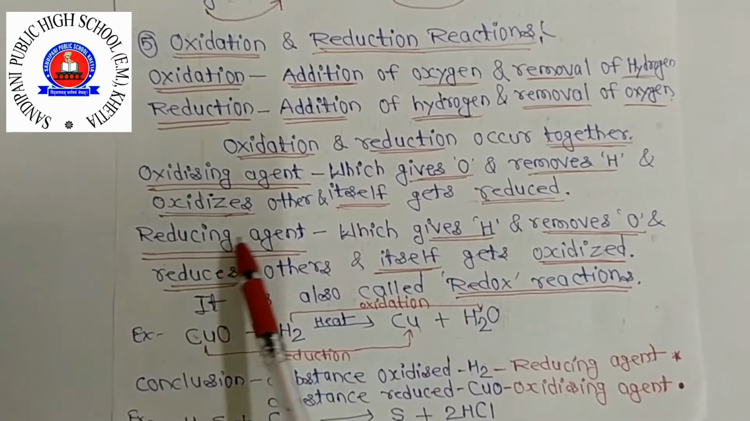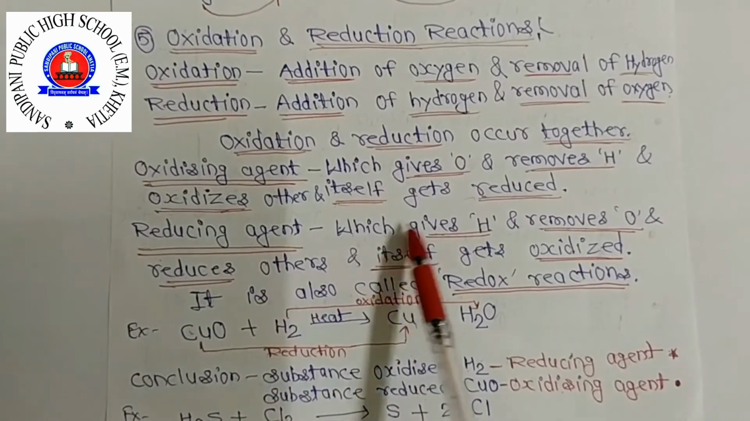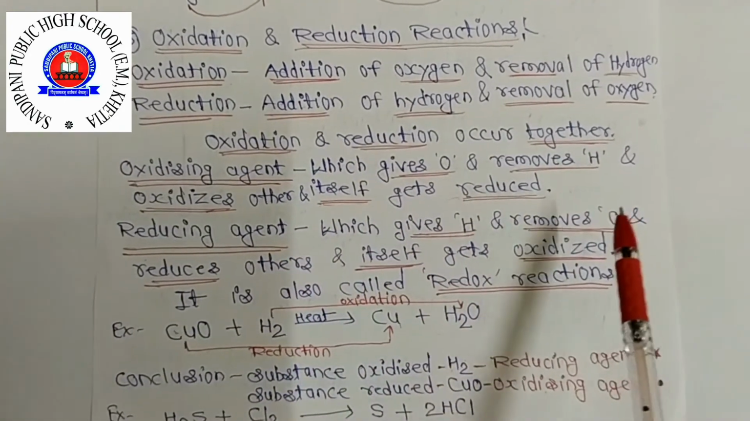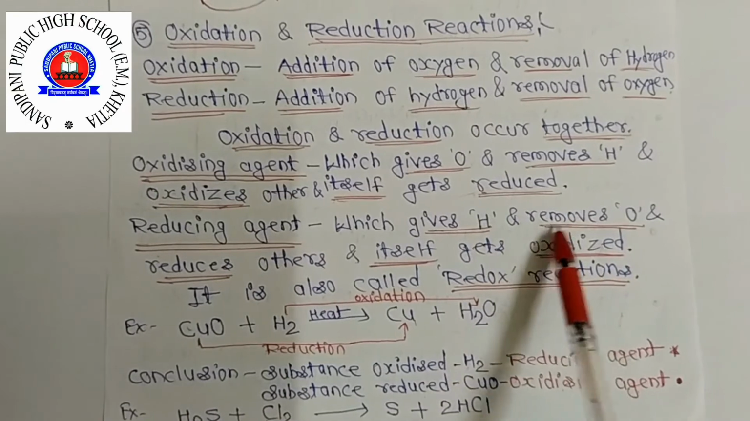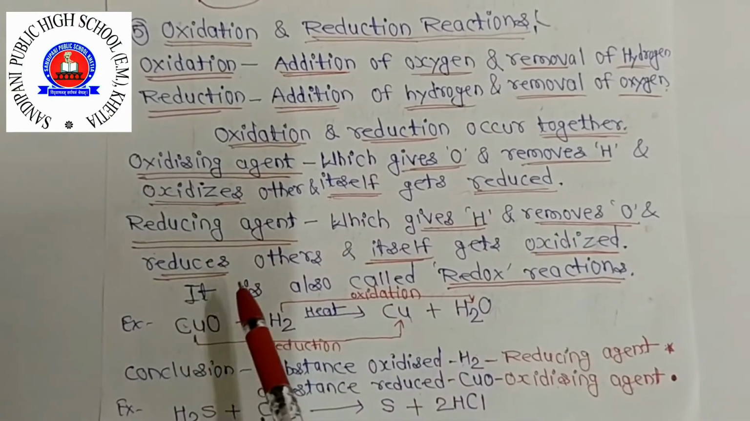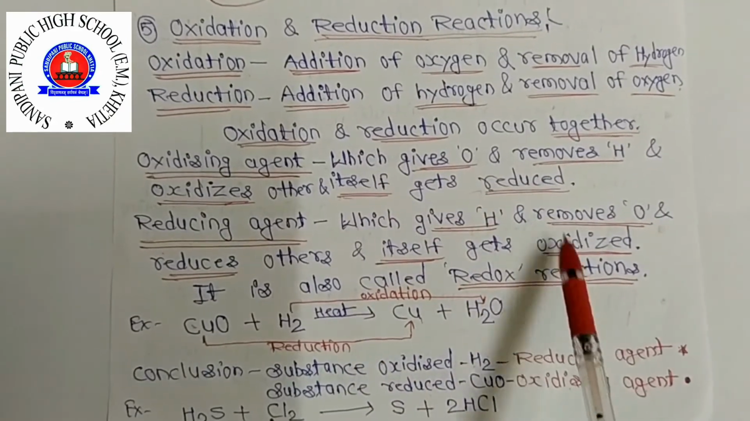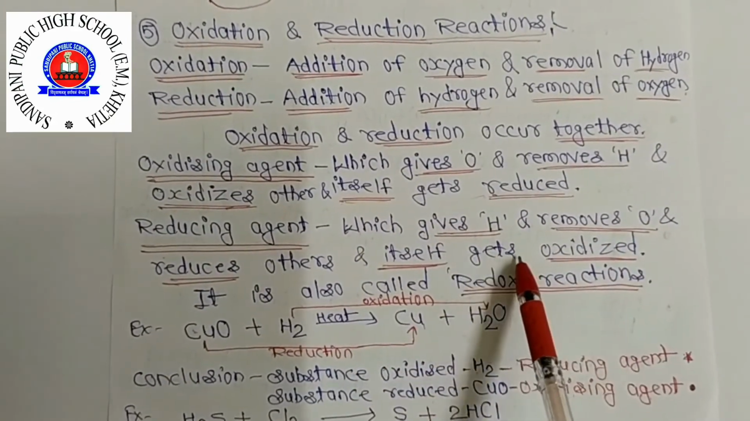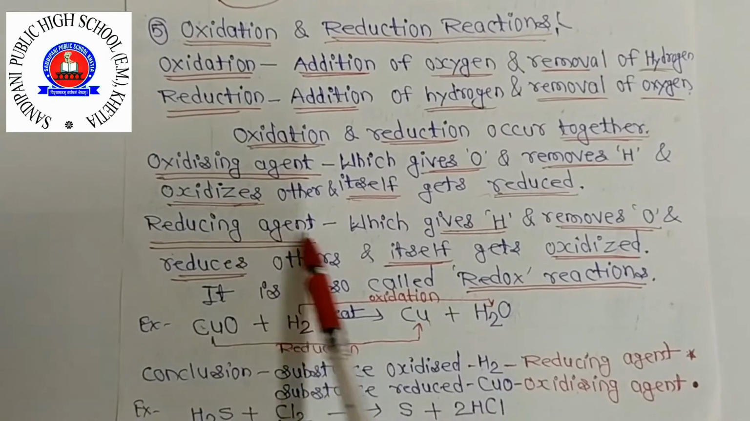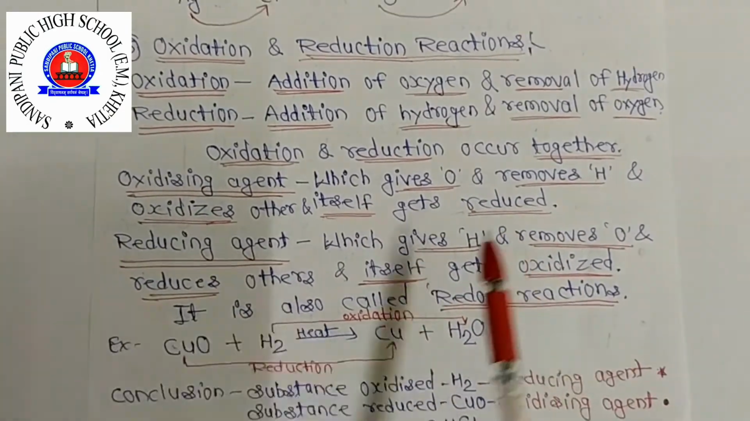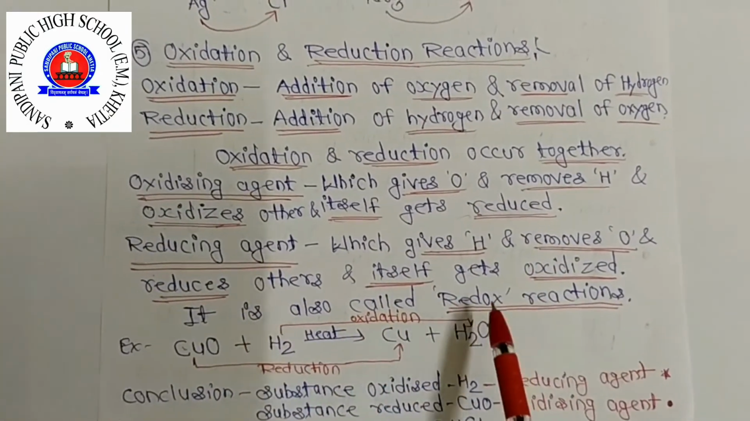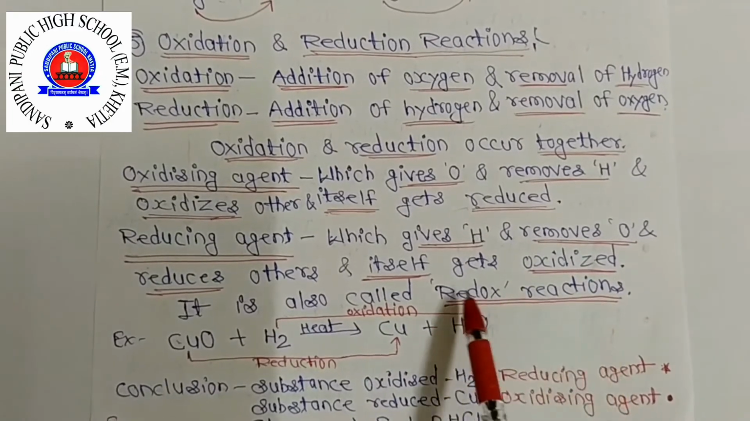So the reducing agent, what is a reducing agent? It gives hydrogen, adds hydrogen, and removes the oxygen. So it reduces others and itself gets oxidized, because it is adding oxygen. So that is called the reducing agent. Clear? So it is also called a redox reaction.